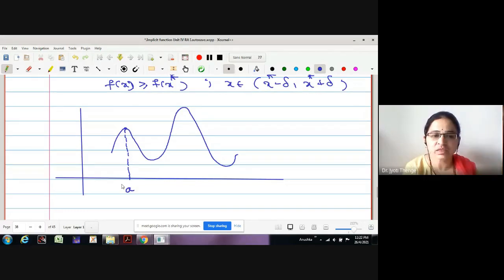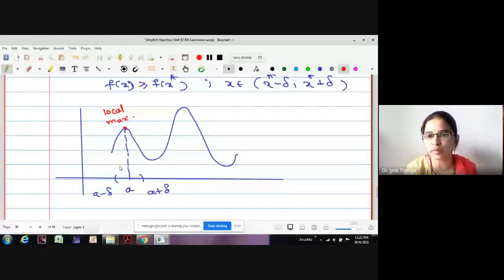If I consider this as a point, say A, then I draw a small neighborhood around the point, A minus delta to A plus delta. Now look at this small neighborhood. In this small neighborhood around A, this point A itself gives us the maximum value. Therefore, one can say this is a good example of local maxima.